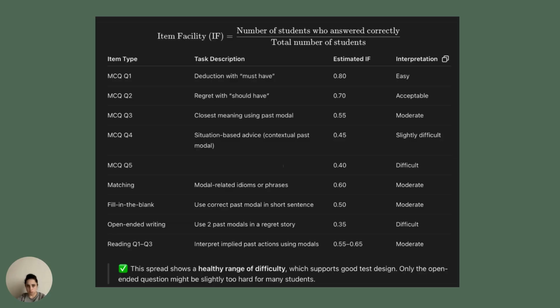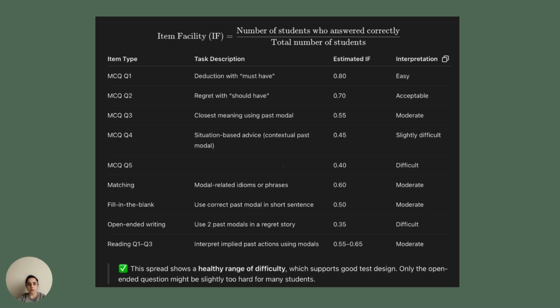And item facility should be between 0.4 to 0.6, because if it's close to zero, it means that it is a very challenging and difficult question. If it is close to number one, it means that it is very easy. No need to put them there, because it will not assess the true knowledge of the students. You cannot differentiate the one who knows from the one who doesn't know.